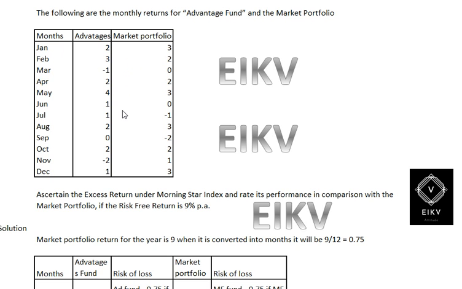2, 3, -1, 2, 4, 1, 1, 2, 0, 2, -2 and 1. And in the case of the market portfolio it would be 3, 2, 0, 3, -2, 0, -1, 3, -2, 2, 1, 3.